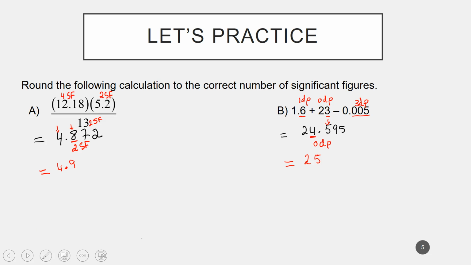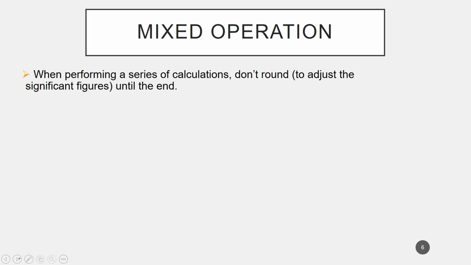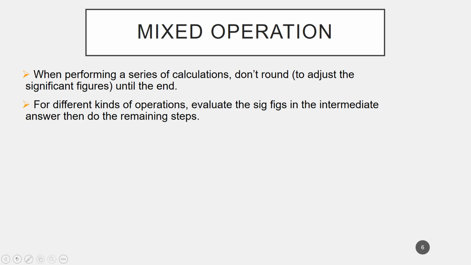Next, we will look at mixed operations. What if I had multiplication, division, subtraction, and addition within the same operation? Then what should I do? When performing a series of calculations, we don't round until the end. We don't adjust the significant figures as we go in the intermediate steps. I only have to round at the end. For the different kinds of operations, we evaluate the significant figures in the intermediate answers, then do the remaining steps.